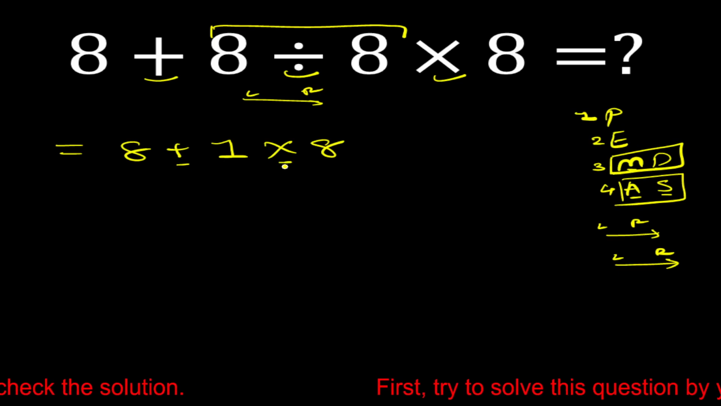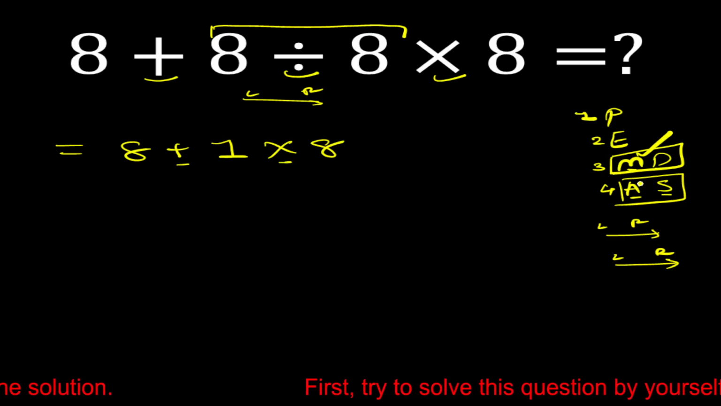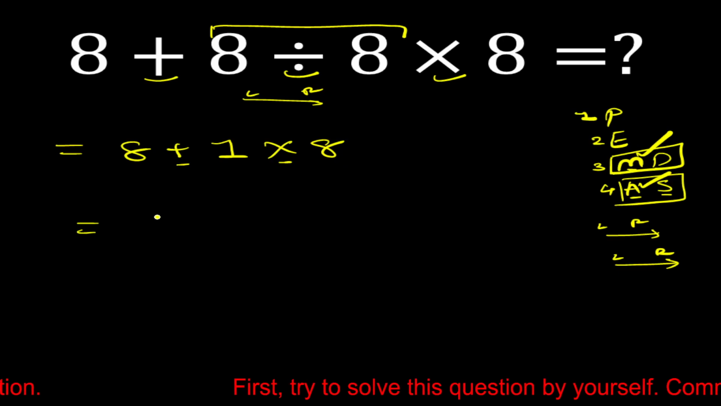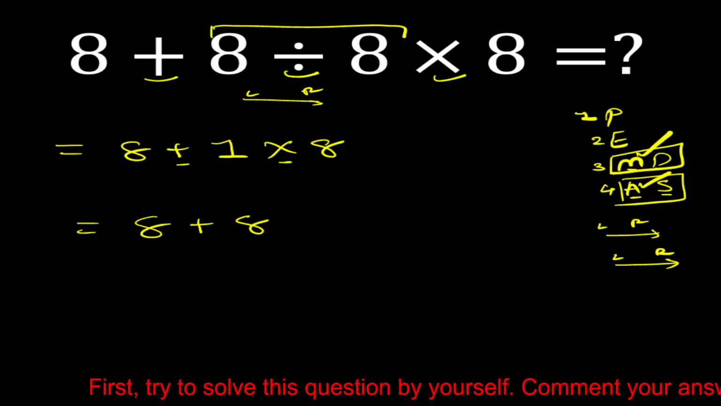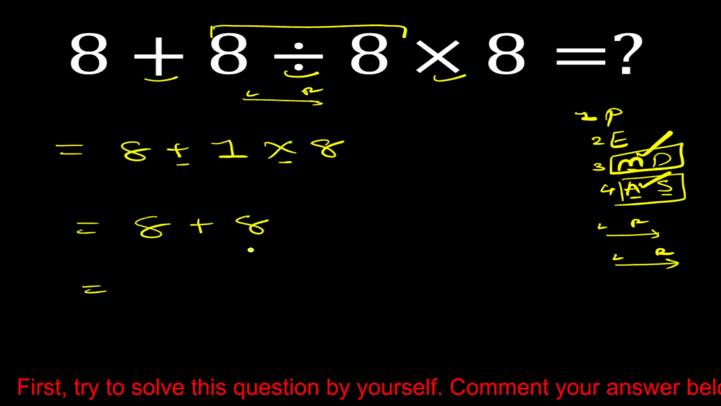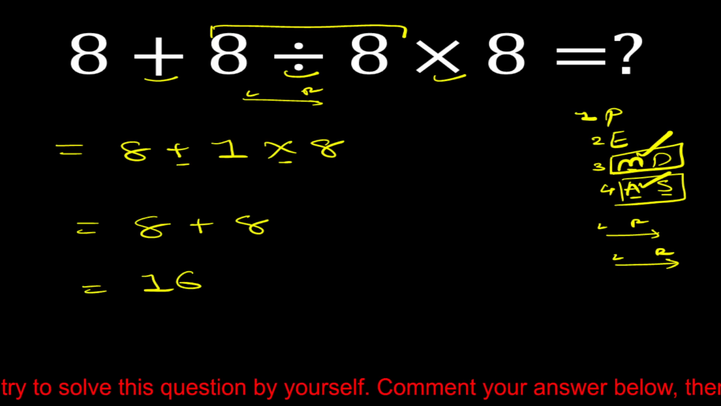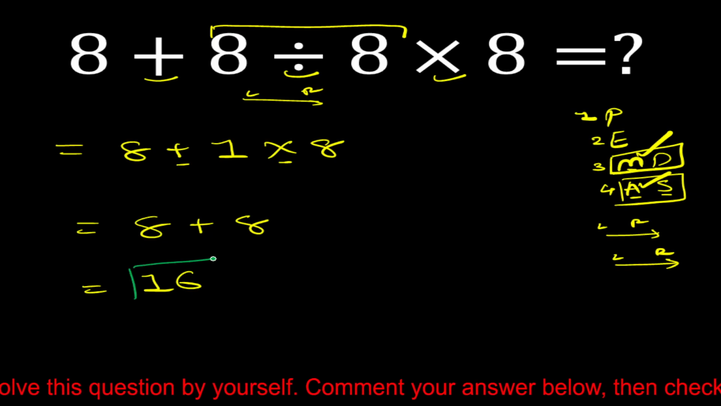Here is addition and here is multiplication. First we have to solve multiplication, then we have to solve addition. So 8 plus, now 1 multiply 8 is equal to 8. So 8 plus 8 is equal to 16. So the correct answer is 16.